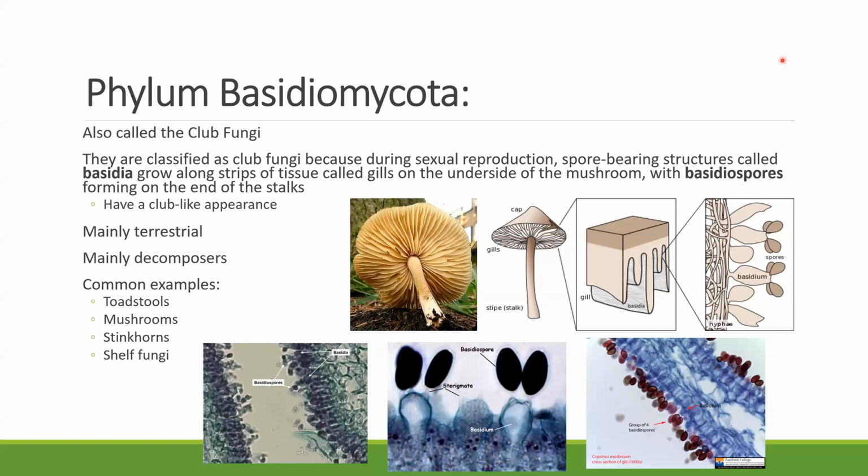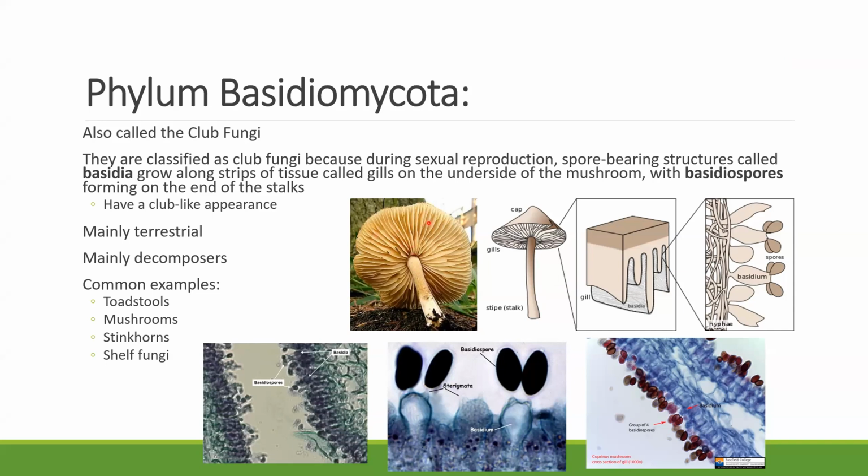Okay, so you will also learn about the phylum Basidiomycota. This is referred to as the club fungi. I'm just briefly going through this, but I want you to really sit down and look at all the information that's provided to you. They're classified as club fungi because during sexual reproduction, spore-bearing structures called basidia grow along the tissues called gills.